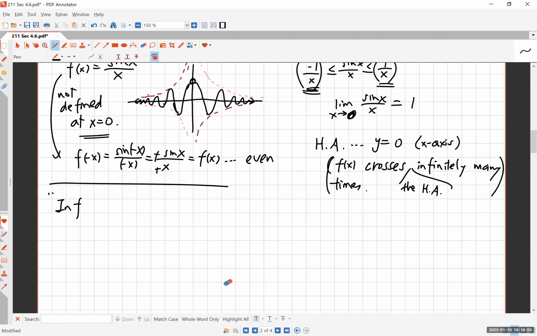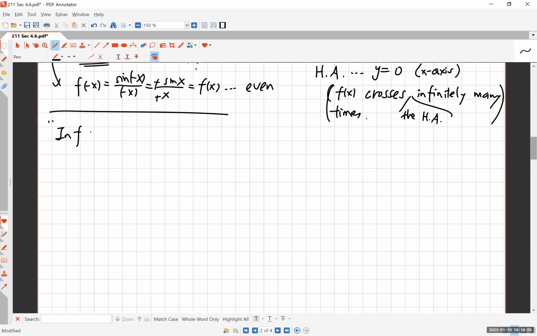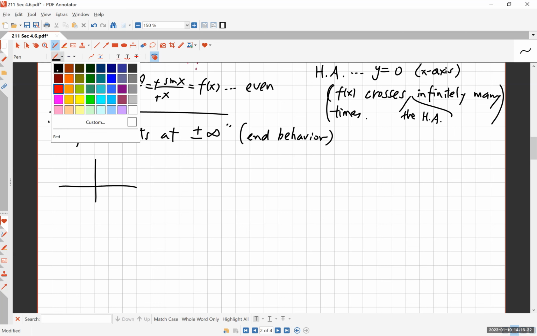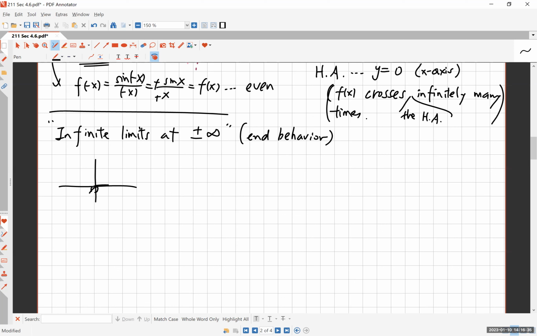Now, the book talks casually, informally, about this idea of the infinite limits at plus or minus infinity. So what do we mean by that? Well, if the limit is infinite, that means it just goes to infinity as x approaches infinity or something. And basically, this is all very closely related to what we know as end behaviors. You could say these do describe the end behavior.